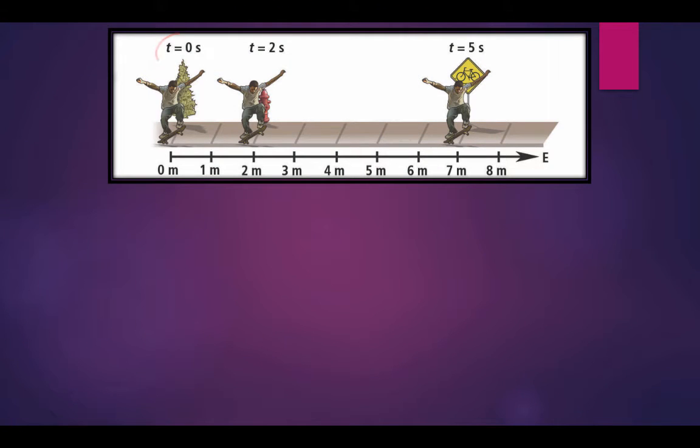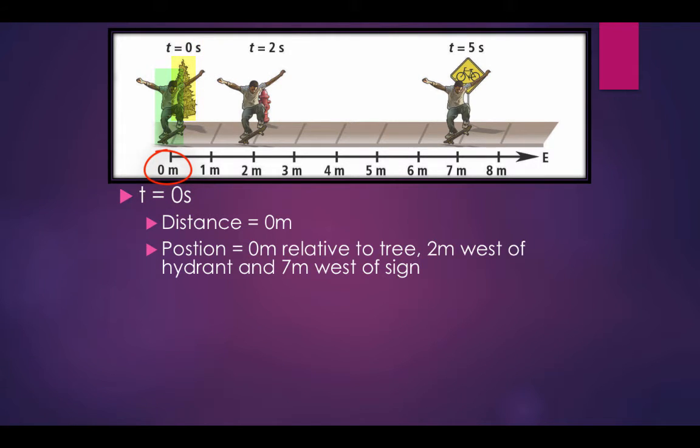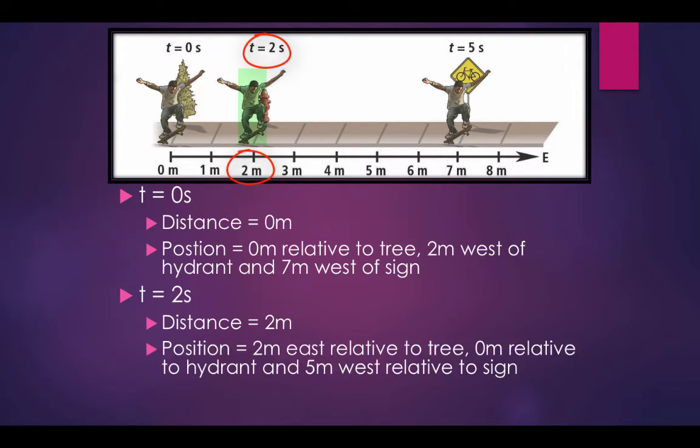The skateboarder. At time 0, the skateboarder has a distance of 0 meters from the tree. Its position is 0 relative to the tree, or 2 meters west of the hydrant, or 7 meters west of the sign. At time 2 seconds, his distance traveled is now 2 meters. His position is 2 meters east relative to the tree, or 0 meters relative to the hydrant, and 5 meters west relative to the sign.